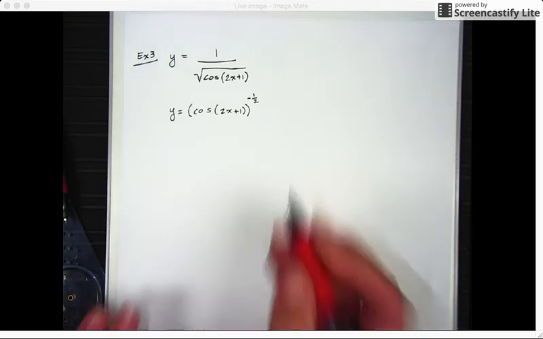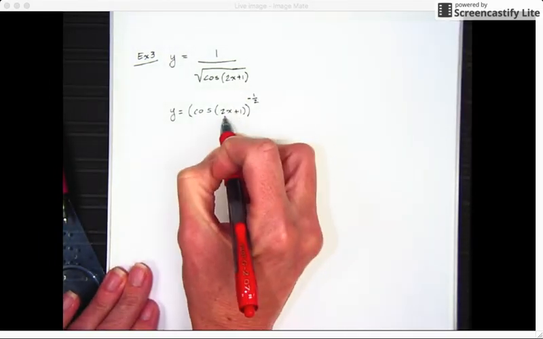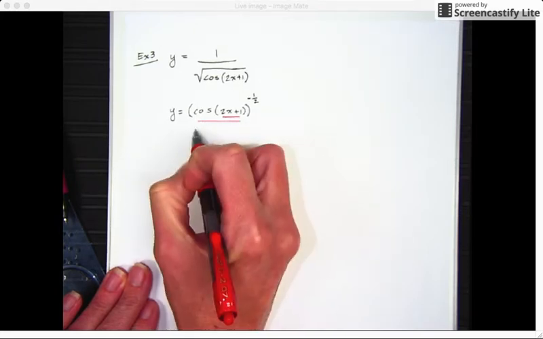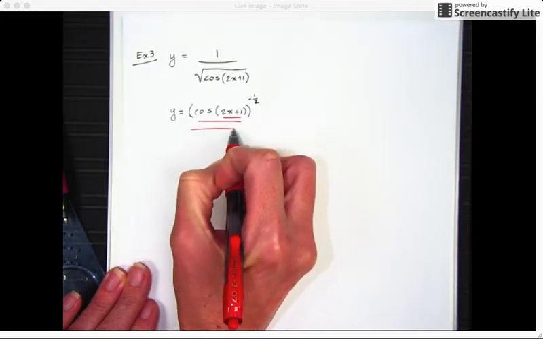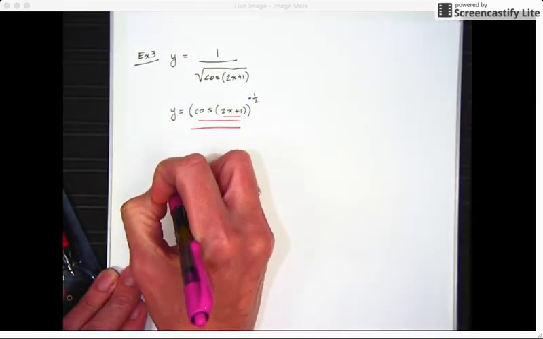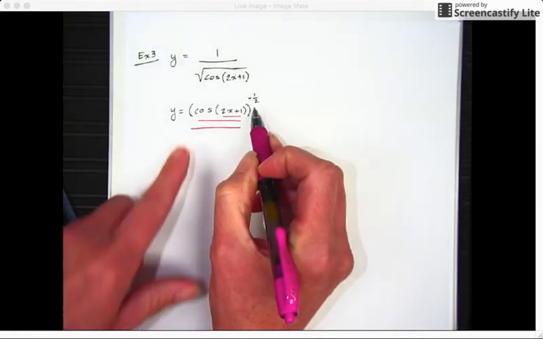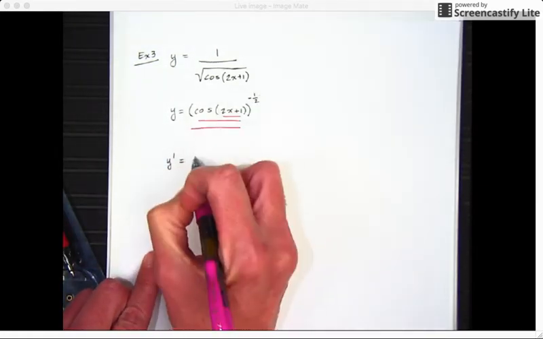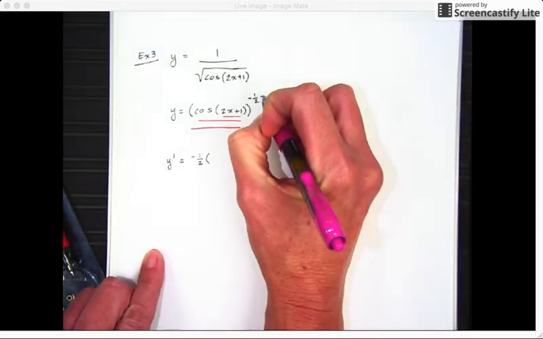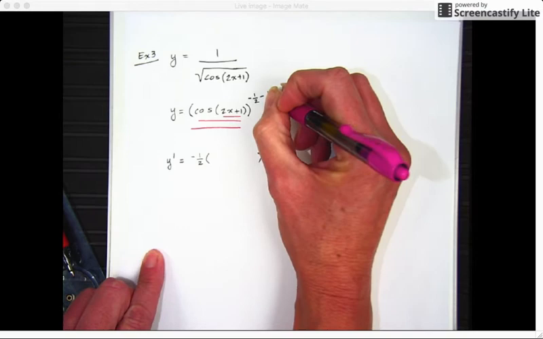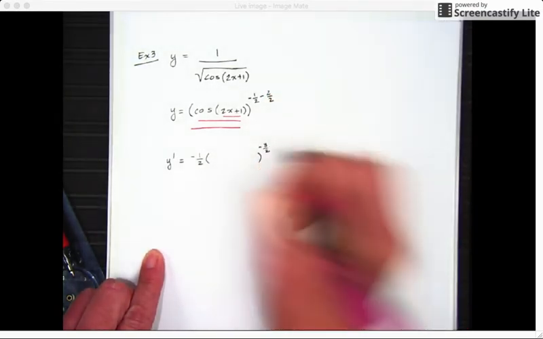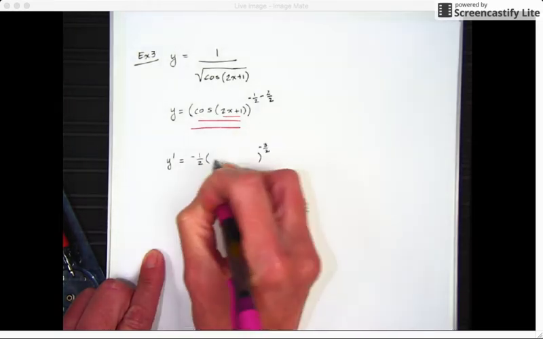All right, now I'm going to emphasize my different composite functions. I have the 2x plus 1. I have the cosine, and then I have the parentheses raised to the negative 1/2. So let's see, y prime. So the outermost function here, I'm going to take this exponent, move it to the front, and then I'm going to be subtracting 1. So I just put minus 2 over 2. So that's negative 3/2. And everything on the inside stays the same.